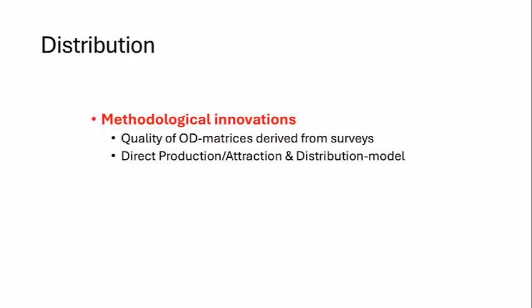In what follows, I dedicate attention to methodological innovations I realized with my team in distribution modeling. Two areas stand out: improving the quality of OD matrices derived from surveys and developing integrated models that combine trip generation, attraction, and distribution in a single framework. These innovations respond to the limitations we've just seen, particularly the issues of data reliability and model accuracy.